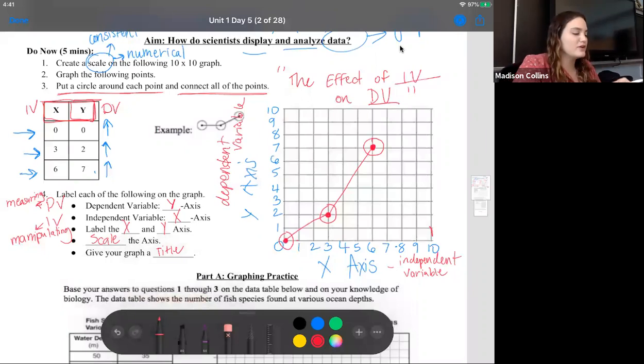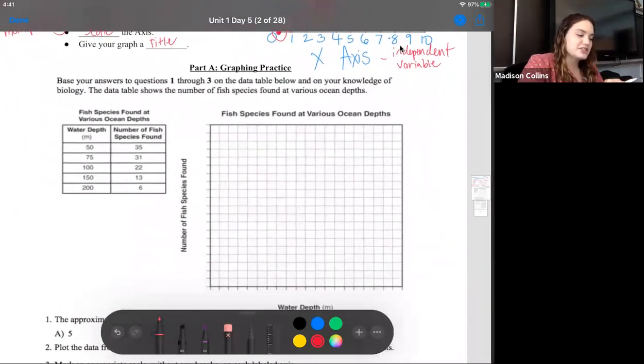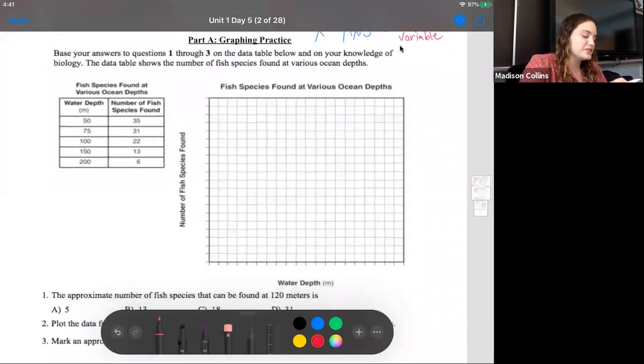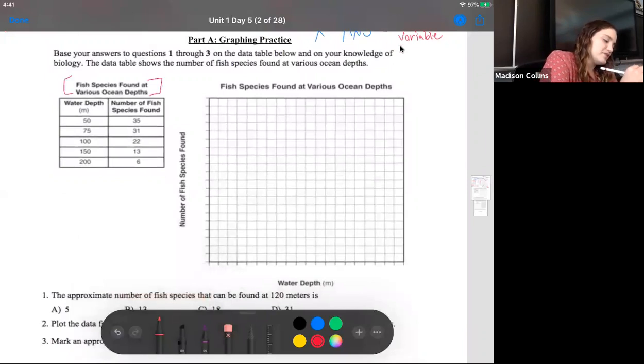All right, let's move on and do an actual practice problem. This is a Regents exam problem. This has been on a Regents before. So we're working with fish species found at various ocean depths. And we're given that the water depth in meters is the IV, and the number of fish species found is the DV. So the first thing we need to do is scale our axis.